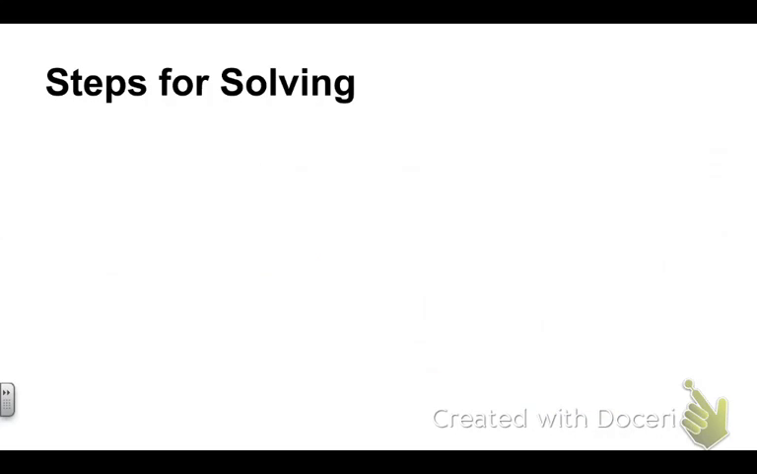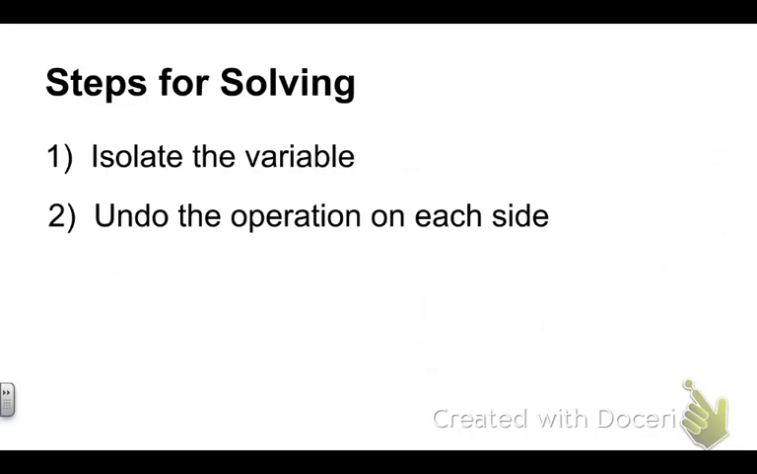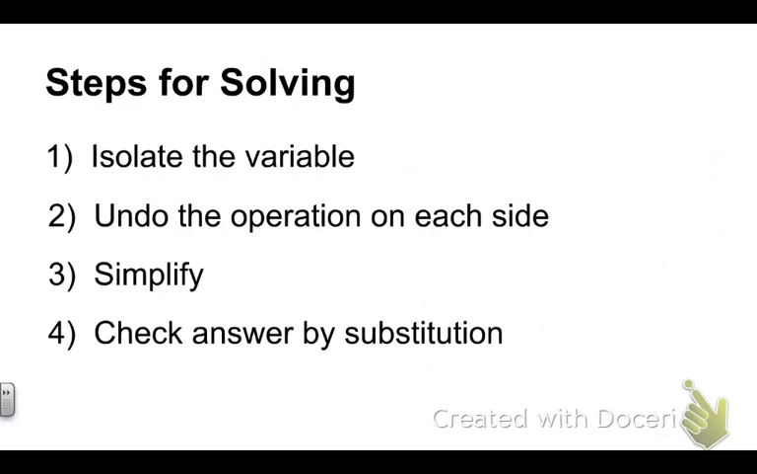So there's a couple steps for solving equations. First thing you need to do is isolate the variable. Right? Get that variable by itself. And then you need to undo the operation on each side. That's how you need to isolate it. Then simplify and check the answer by substitution.